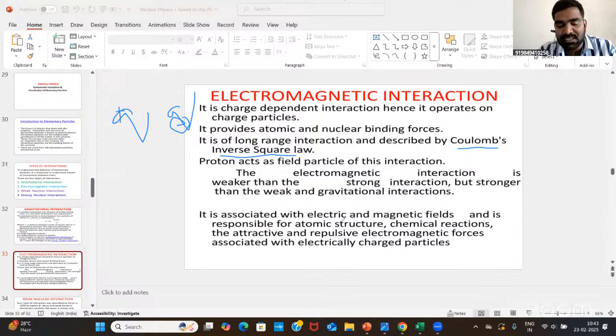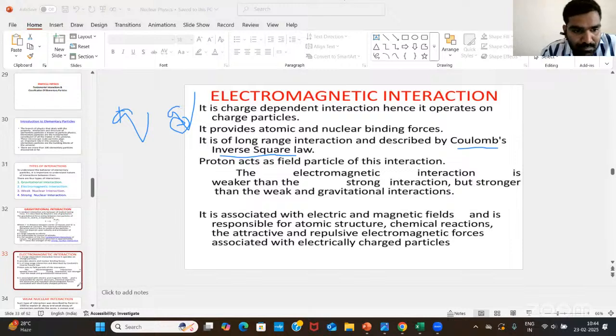Okay, it is associated with electric and magnetic fields. Here the electromagnetic interactions are associated with electric and magnetic fields, and are responsible for atomic structure, chemical reactions, and the attractive and repulsive electromagnetic forces associated with electrically charged particles. Due to these electromagnetic interactions, atomic structures exist, because protons and electrons have a Coulombic attractive force, and the forces between protons and protons are Coulomb repulsive forces. When the nucleus is larger, these electromagnetic interactions occur, so that atomic structure and the magnetic and electric fields are given.